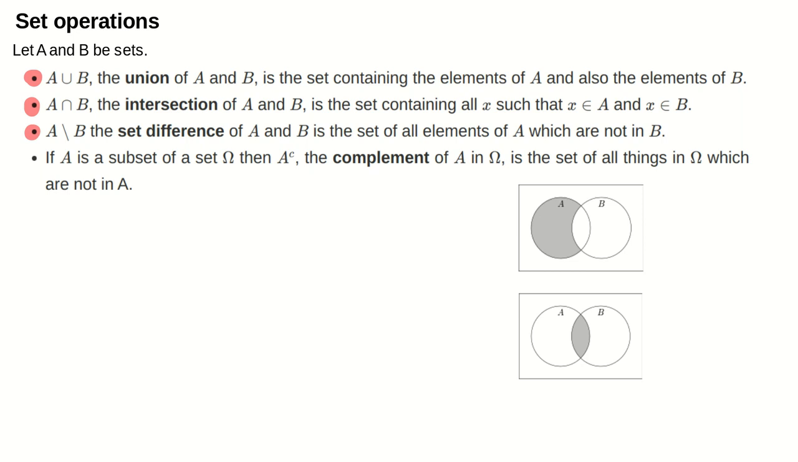And finally, if we have a set A which is a subset of some large set omega, then the complement of A in omega, which we write as A with a superscript C, means the set of all the things in omega which are not in A. So if you like, you can think of this as A complement being simply omega take A, the set difference of omega and A.